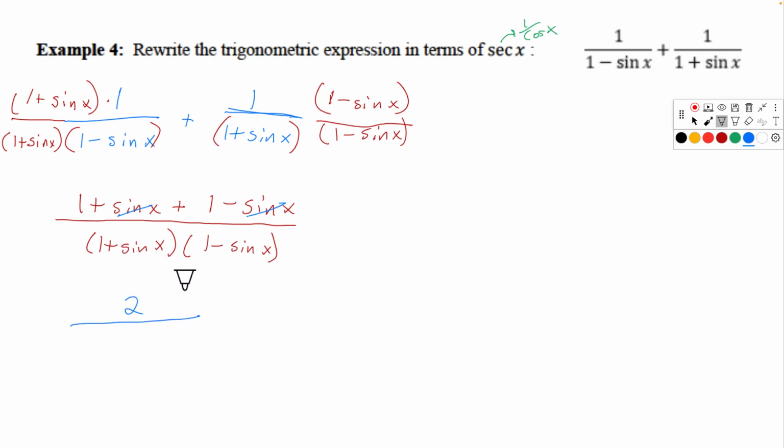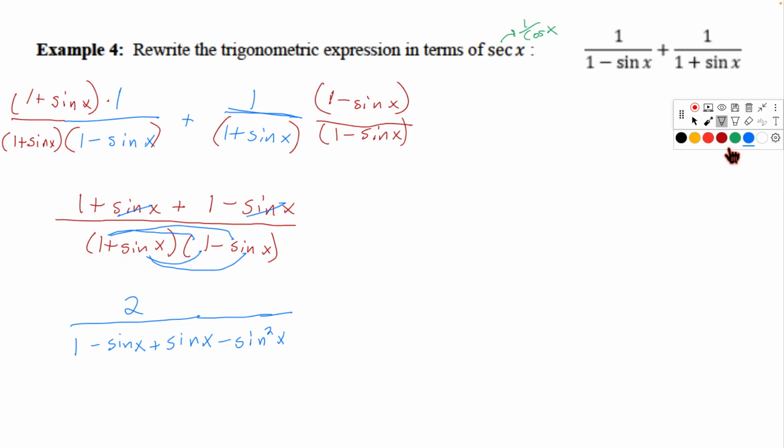And then let's FOIL out the denominator and see if it helps us. So we get 1 times 1, right? 1 times 1 is 1. We get 1 times negative sine, so that's negative sine x. We get sine x times 1, positive sine x, so we get a plus sine x. Those are going to cancel. And then at the very end, we get a sine x, a positive times a negative, so that's a negative sine squared x. We okay with that so far?